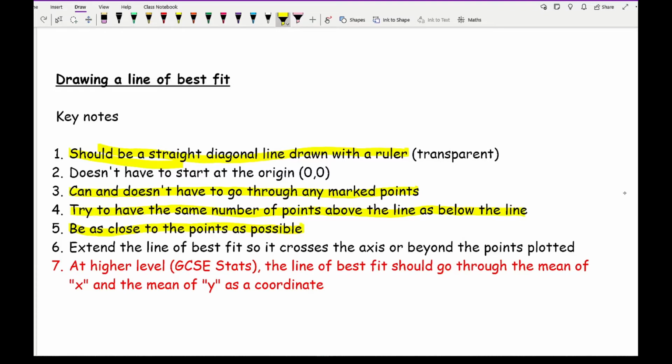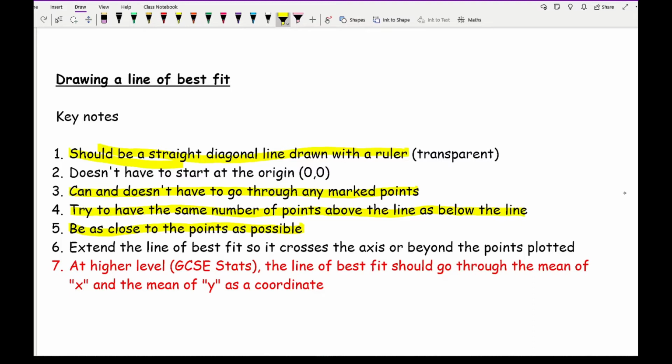Now, point 6 is that you should always extend the line of best fit so that it crosses the axis or goes beyond the points plotted. And again, this comes from later questions where you're asked to use your line of best fit, so just extend it that little bit further.